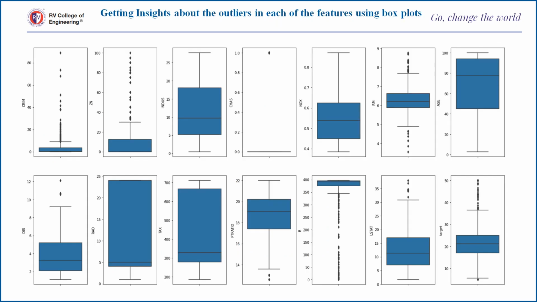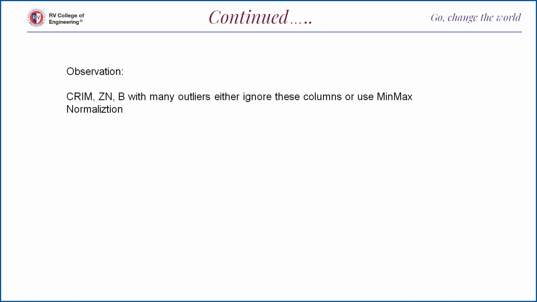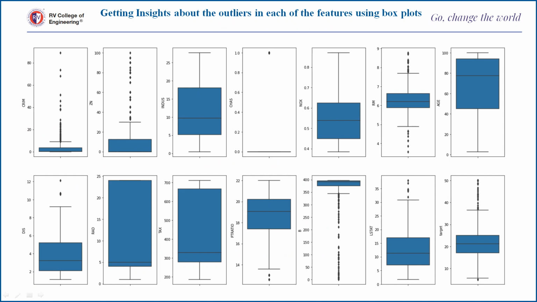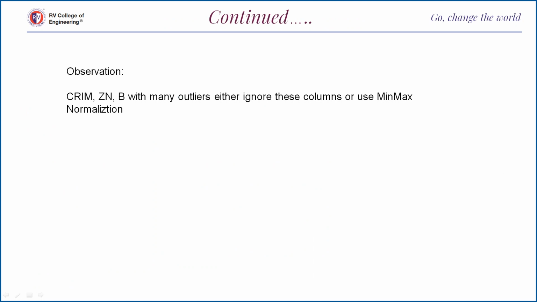Now, getting insights about outliers in each of the features using box plots. We have plotted the box plot of the values for each feature. Based on this, we concluded the features CRIM, ZN and B have many outliers. Outliers are nothing but the dots after the maximum value. Here we can see CRIM has lots of outliers. So either we ignore these features while training the model or use min-max normalization.